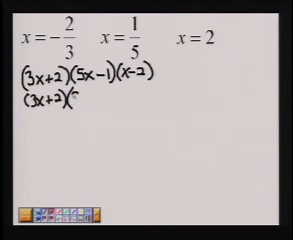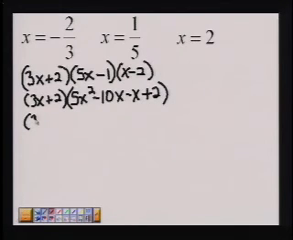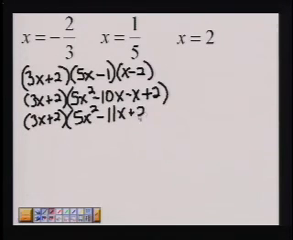We'll multiply these two together. 5x times x is 5x squared. 5x times negative 2 is minus 10x. Negative 1 times x is minus x. Negative 1 times negative 2 is plus 2. I have my like terms. Negative 10x minus another x is minus 11x plus 2.